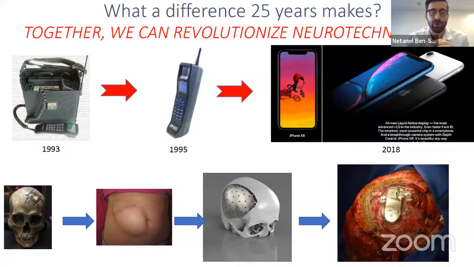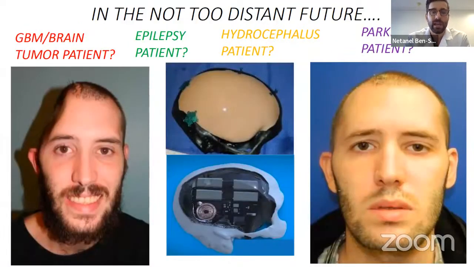Then we used to put the bone flap in the belly. Then we used those off-the-shelf tantalum. Now we can use customized implants with embedded technologies. And we need to push the field forward to not only get better outcomes for the patient, but also to advance neurosciences. And that can be a GBM patient, an epilepsy patient, hydrocephalus, or Parkinson's.